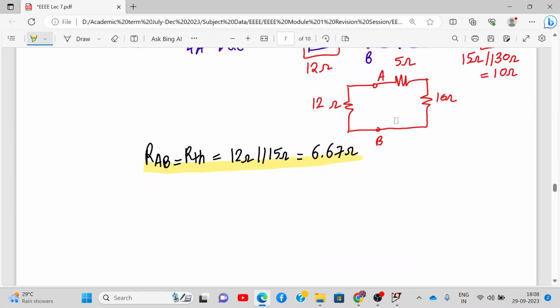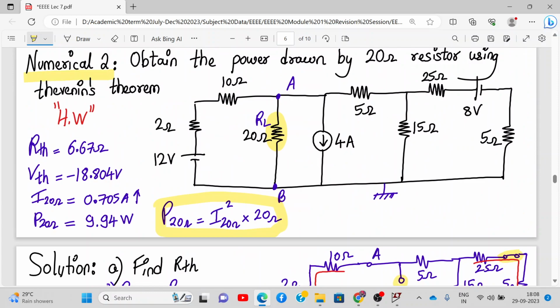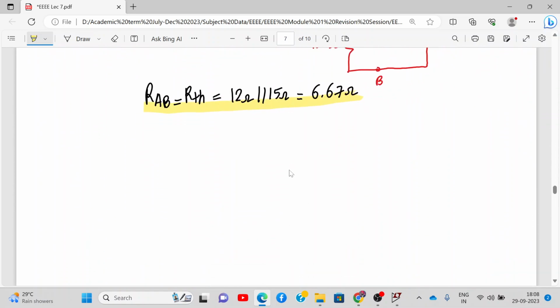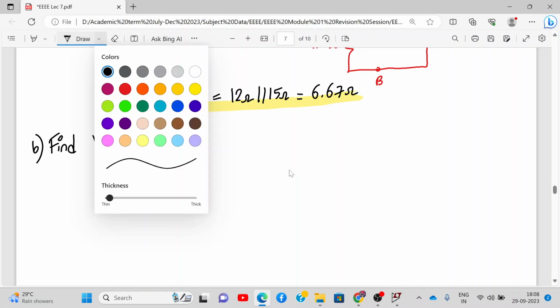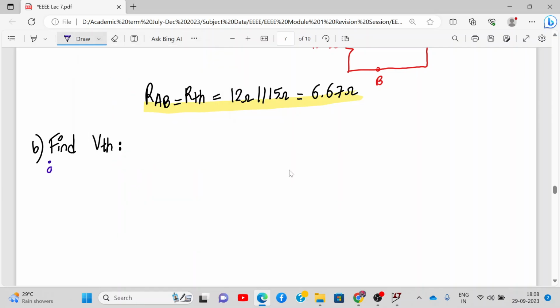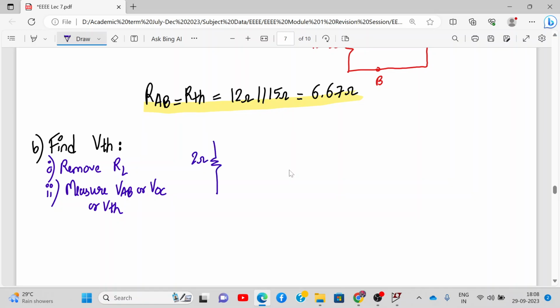Next we'll find the value of VTH. So we need to draw the same circuit again but removing RL, and we need to find the open circuit voltage between points A and B. First of all, I'll draw the circuit again. So the second part will be finding VTH. The procedure is to remove the load resistance RL and, second, measure the open circuit voltage VAB, or VOC, or VTH. Alright, so let's draw that circuit again. There was a 2 ohm resistance, then we have a voltage source of 12 volt over here, a 10 ohm resistance over here, then there were points A and B. We have to remove RL, so we have removed it.